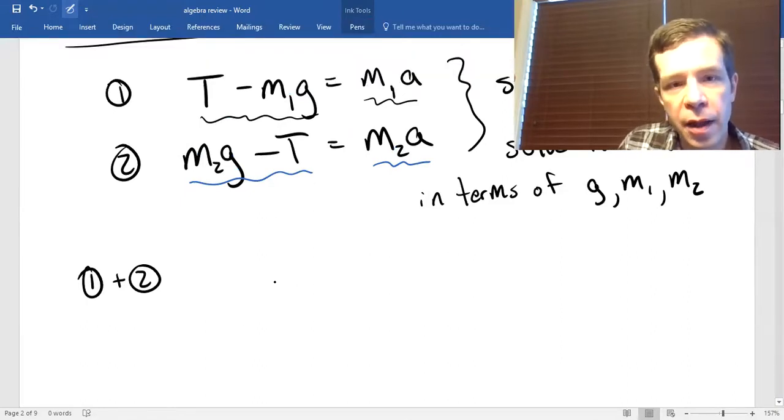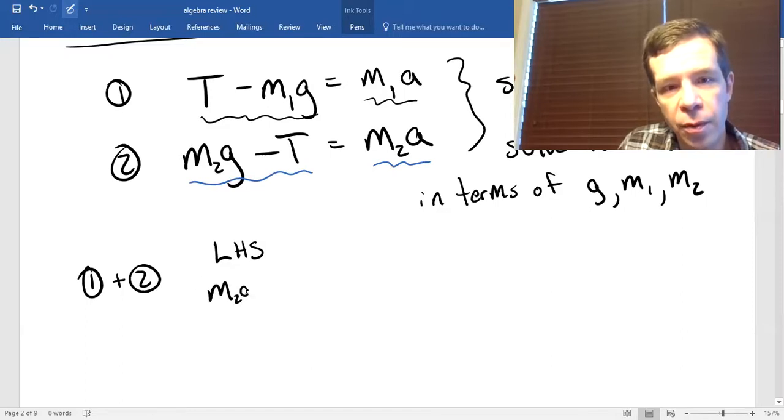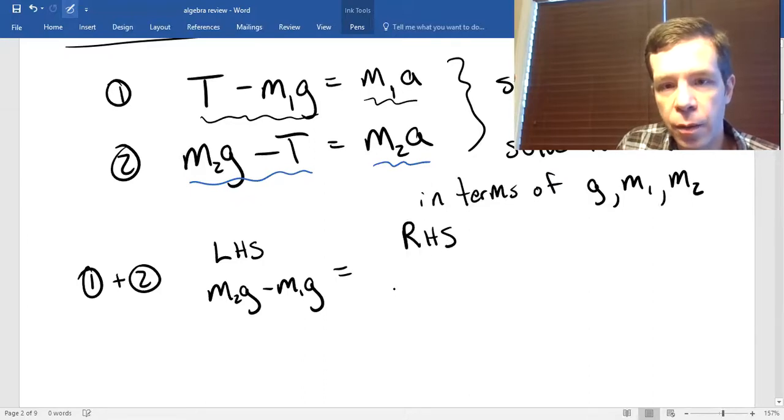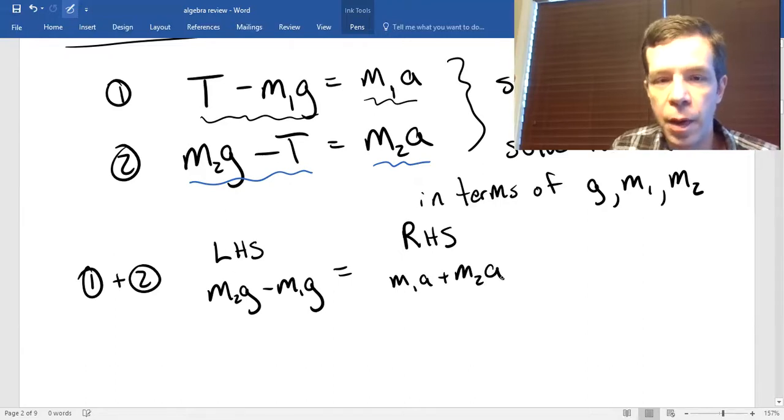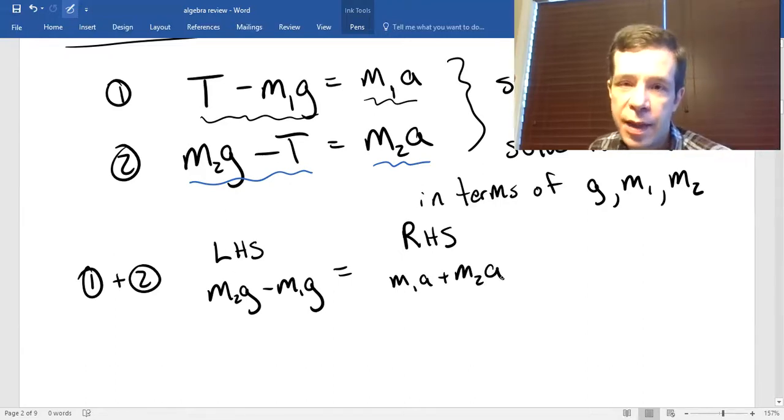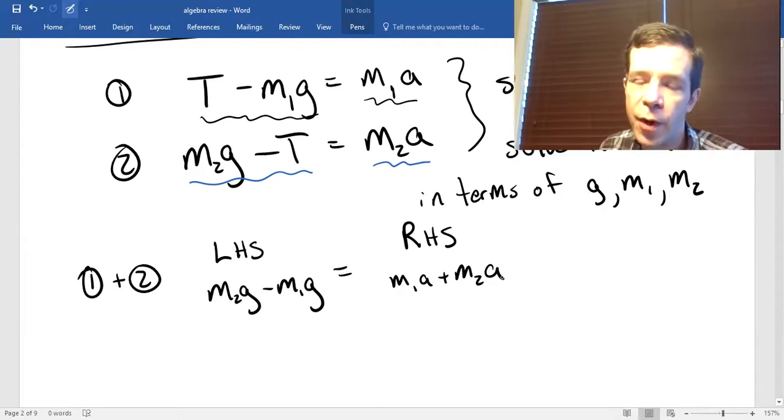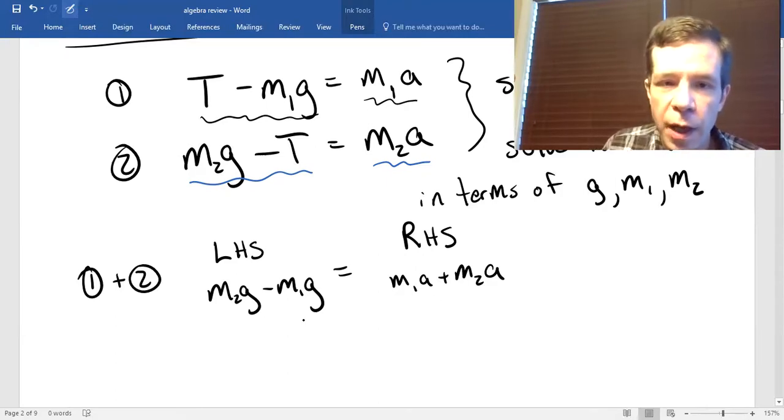So if we look at the left-hand side, you see that you have a positive T and a negative T. So we're going to end up with m2g minus m1g. And on the right-hand side, we'll have m1a plus m2a. And we've eliminated T, but we haven't yet solved for A. So if we want to solve for A, the first thing we do is get all the terms with A on one side, which is done for us.